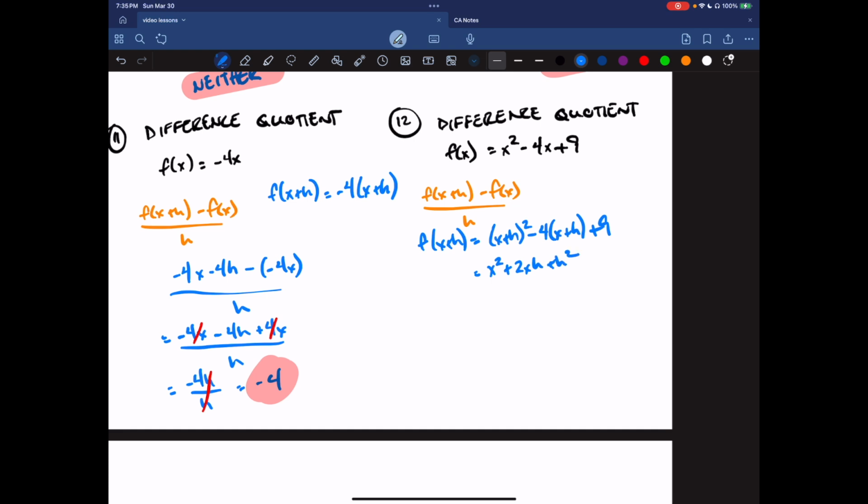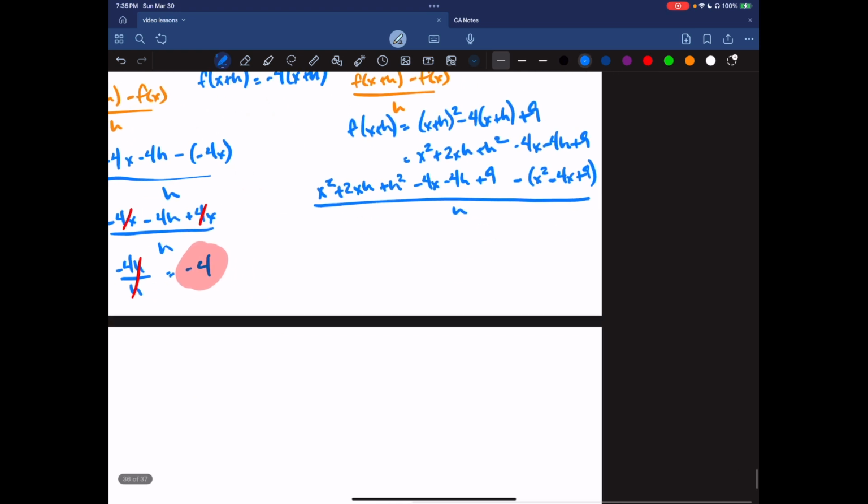Okay, and then it's going to be minus 4x minus 4h plus 9. All right, so I'm ready to plug this in. It's going to be x squared plus 2xh plus h squared minus 4x minus 4h plus 9. Oops, forgot. Minus my original. So x squared minus 4x plus 9 all over h.